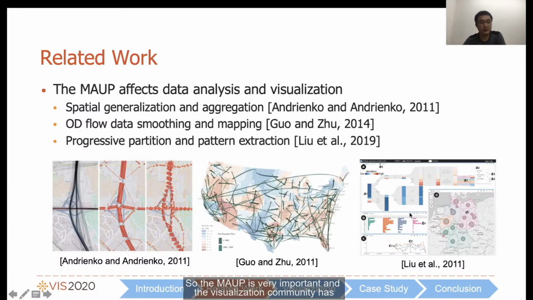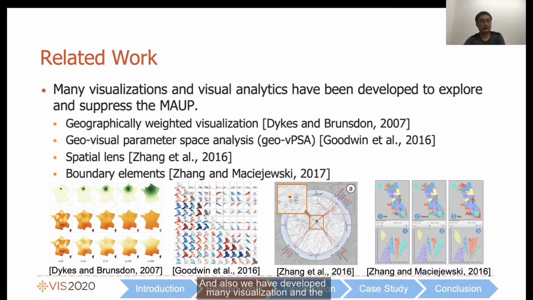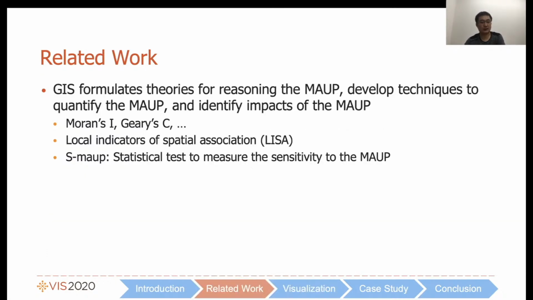So the MAUP is very important, and the visualization community has developed many spatial partition algorithms to support better movement visualization. And also, we have developed many visualization and visual analytical techniques to explore and suppress the MAUP. Of course, the GIS community has formulated many theories for reasoning the MAUP, developed many techniques to quantify the MAUP, and identified the impacts of the MAUP on different applications.